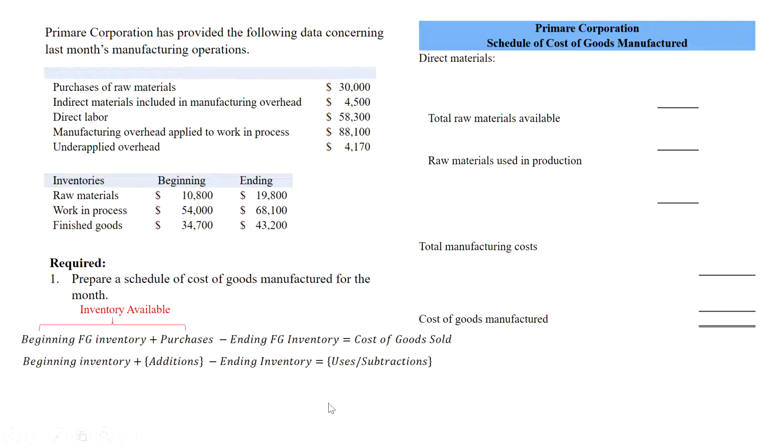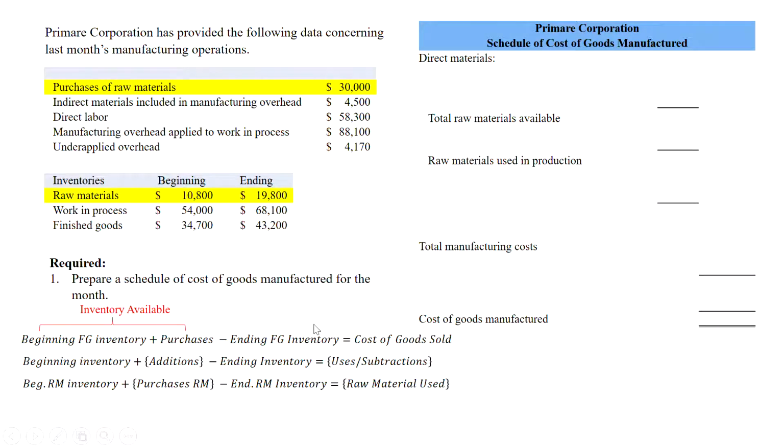Our starting point is going to be raw material. That's the most basic type of inventory that we have here. So I'm going to take this generic formula, tweak it a little bit, and make it specific to raw material. Beginning raw material inventory plus additions, which would be purchases of raw material, minus ending raw material inventory equals the raw material that I actually used or added into our manufacturing process. I'm going to look and highlight up above what seems relevant. We do have beginning and ending raw material balances here in our chart. We also have the purchases of raw materials. So I'm going to work with my formula.